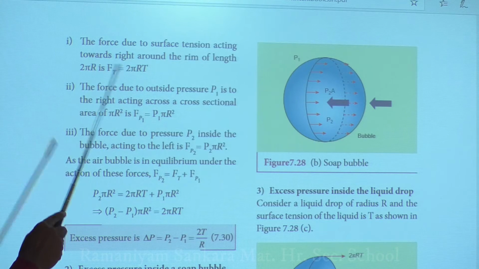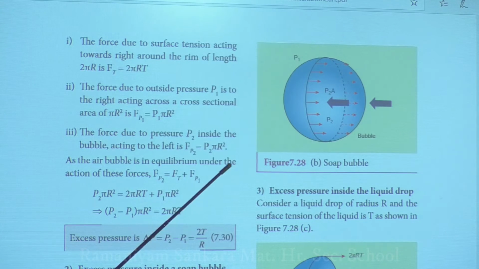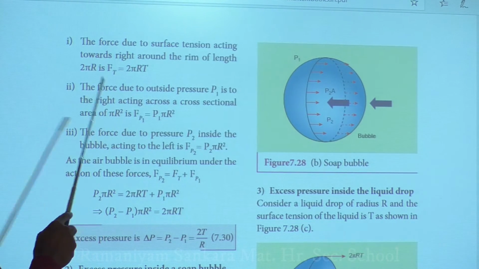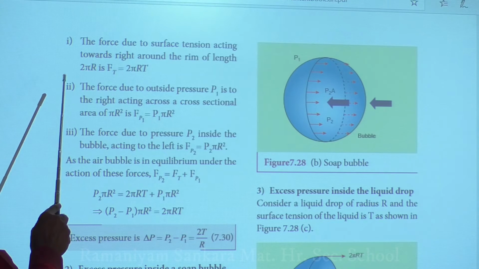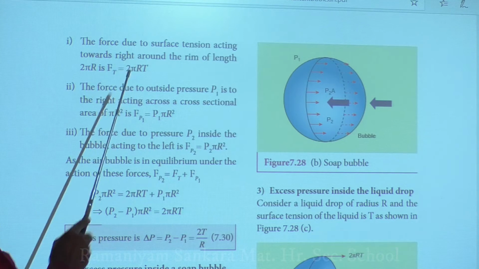2 pi r, circumference is 2 pi r. Ft equal to 2 pi r into capital T. Okay, how do you know? T equal to F by L, where L is circumference. Suppose you forget, you can write F equal to T into L.